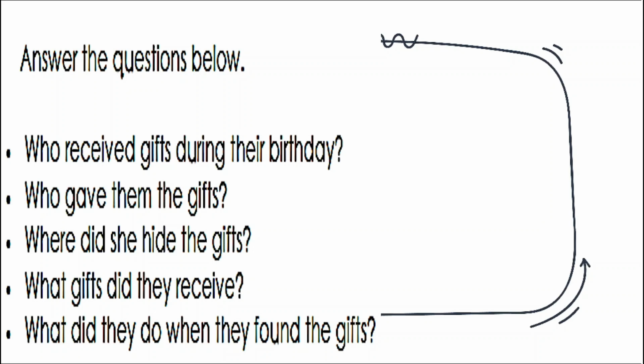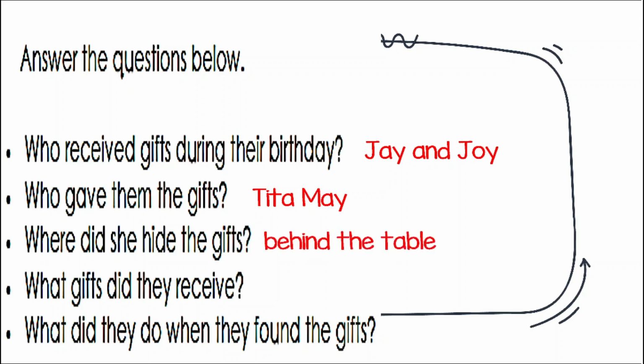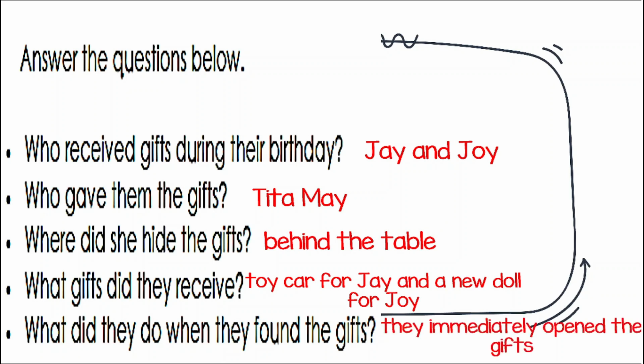Let us answer the questions. Who received gifts during their birthday? Jay and Joy. Who gave them the gifts? Tita May. Where did she hide the gifts? Behind the table. What gifts did they receive? Toy car for Jay and a new doll for Joy. What did they do when they found the gifts? They immediately opened the gifts.